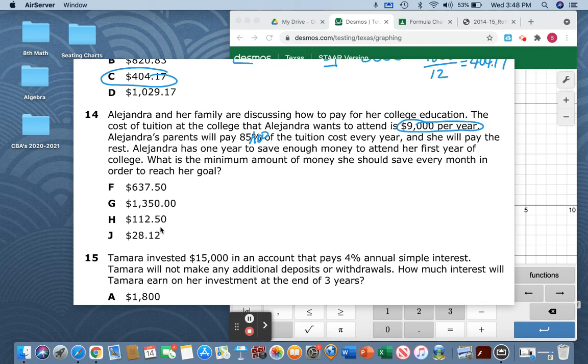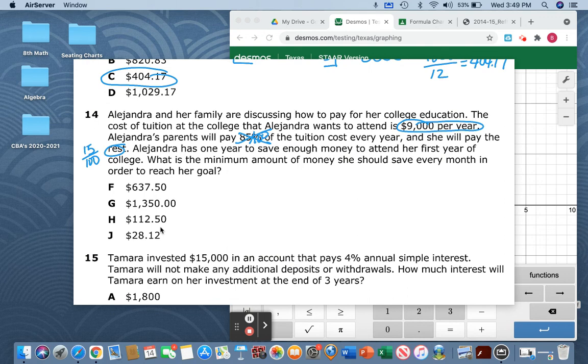Well, we don't know until you finish reading the sentence. I was just doing it in my head. And she will pay the rest. Oh, there's the 15%. Because what if her grandparents are going to pay 10%? Okay, sorry. Okay. So we can mark that out now because we know we want to know the rest.